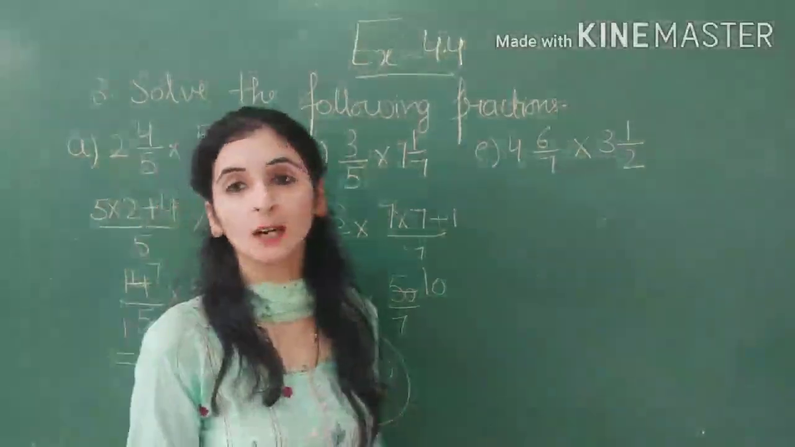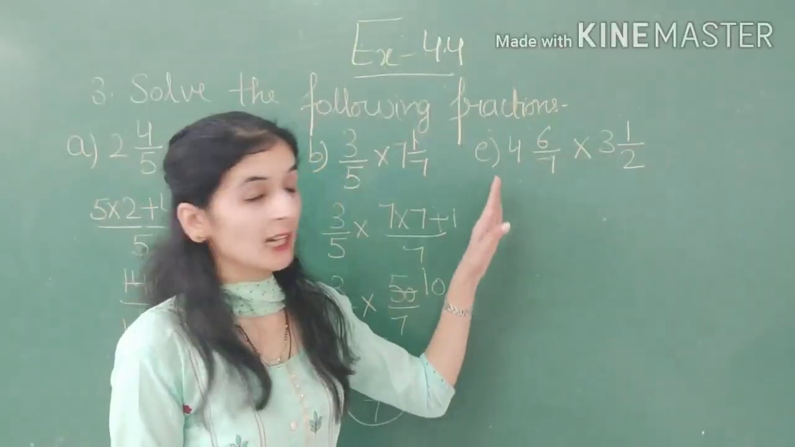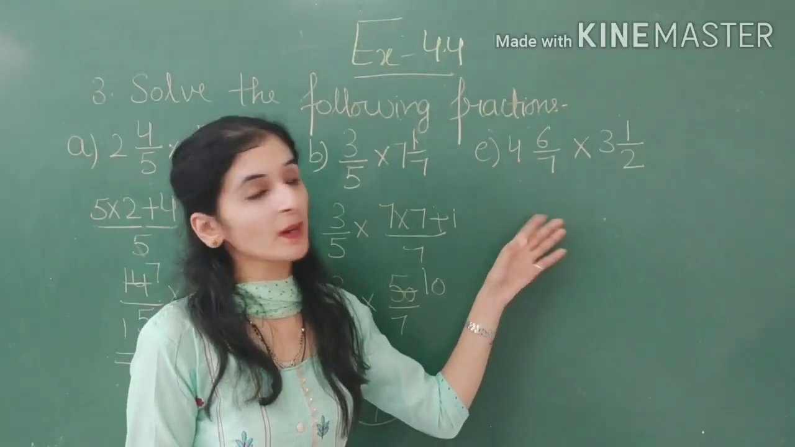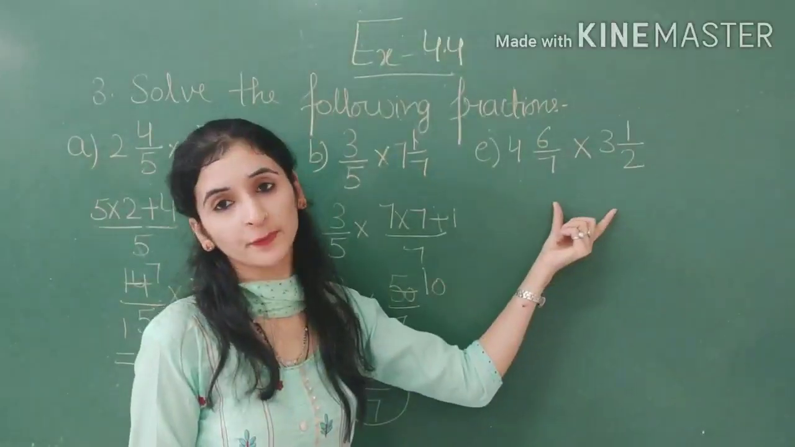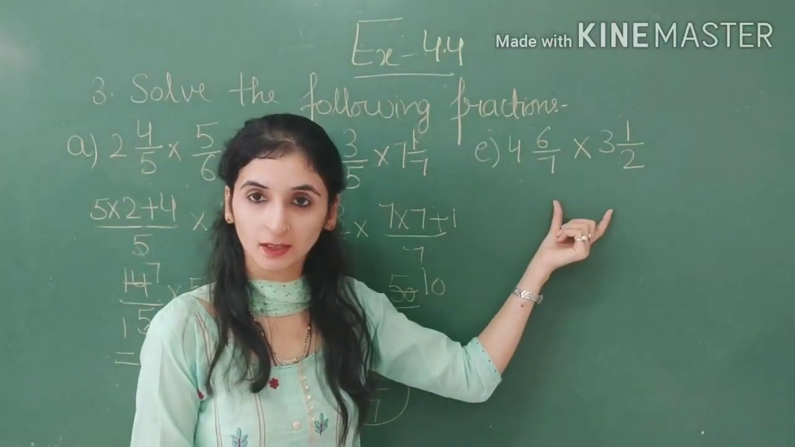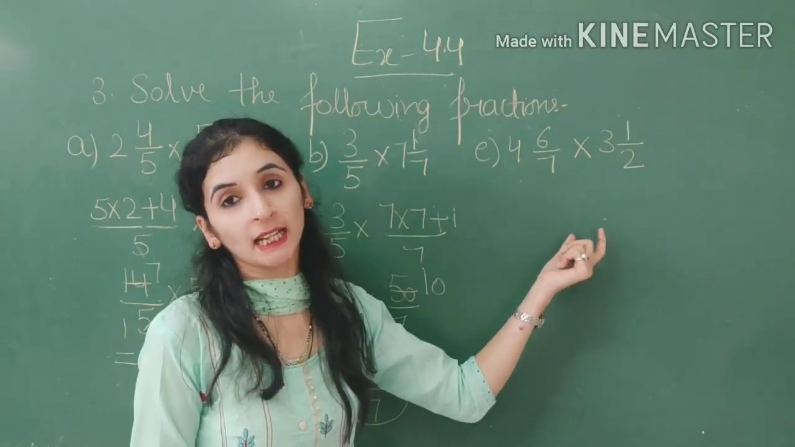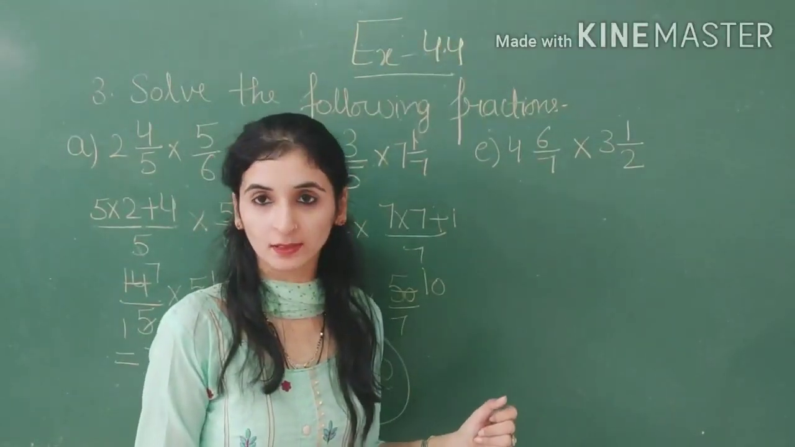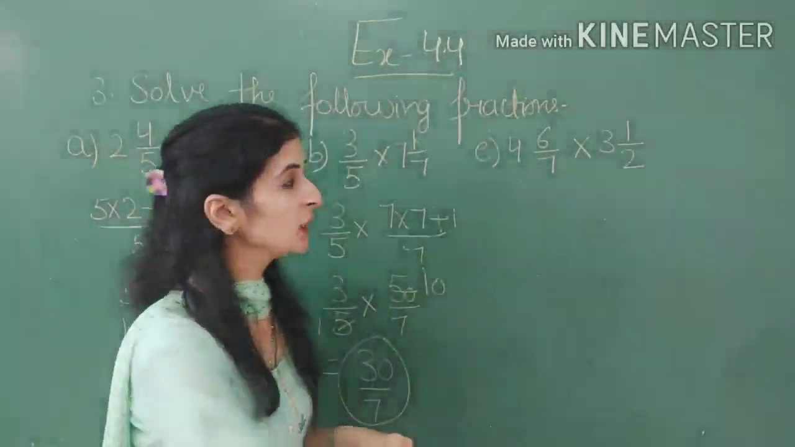Okay. Now let's come to E part. I have taken E part instead of C part because in this both the fractions are mixed fractions. Okay. C, D and F part you will try to do yourself. Now let's come to E part.